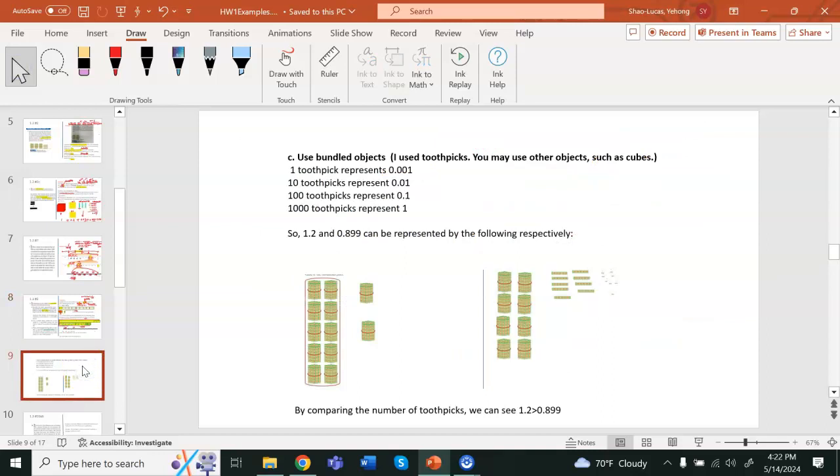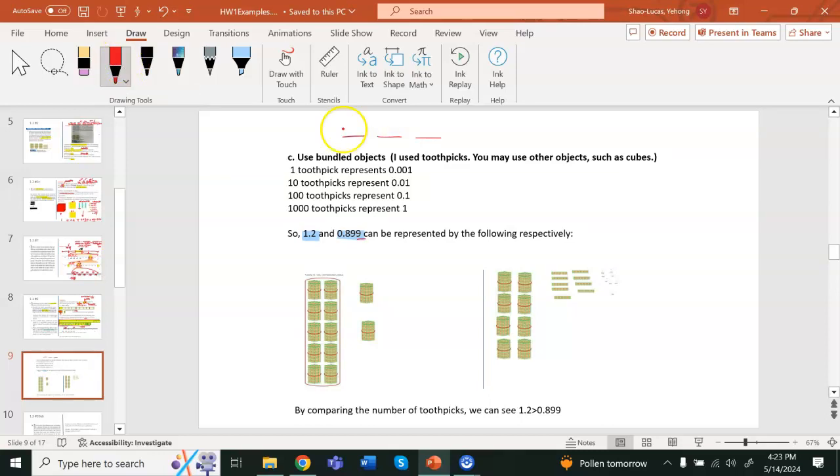All right, so remember we still have these two numbers, 1.2 and 0.899. This time when we use bundled objects, remember we cannot cut a paper clip. Like a paper strip, I could cut the paper, but if we use toothpicks or cubes, you cannot really cut them into smaller pieces. So when you use bundled objects, make sure you start from the smallest place value.